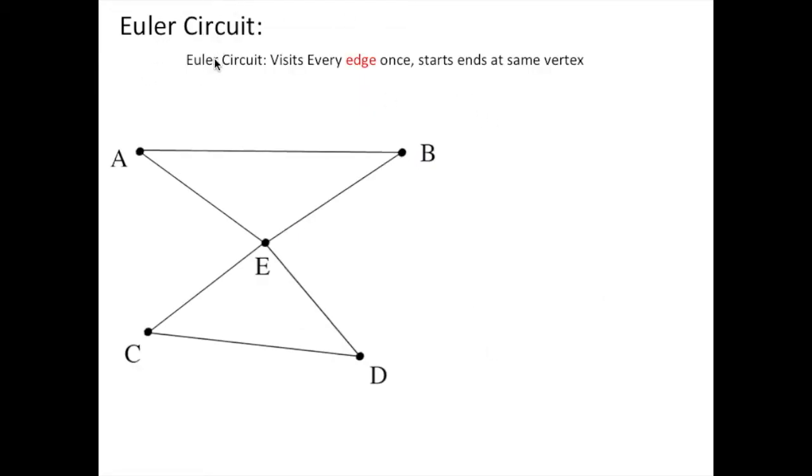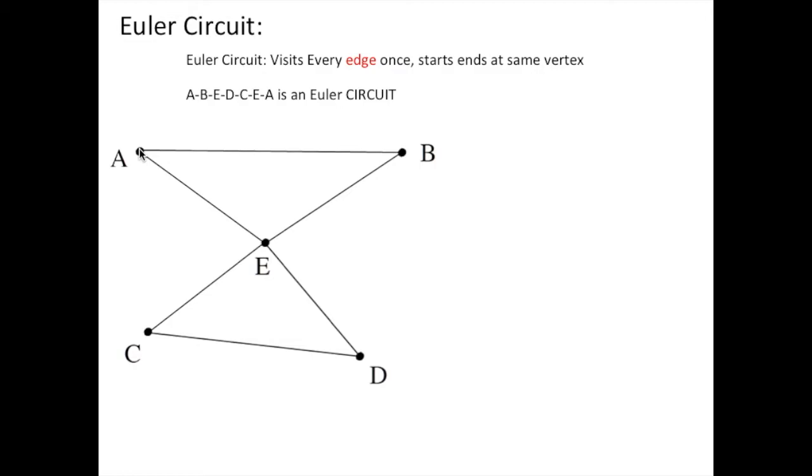So an Euler circuit is an Euler path that visits every edge once, but it starts and ends at the same vertex. If I started at E, I could go E to A to B to E to D to C and back to E. And we didn't go over the same edge, but we started and we ended at E.